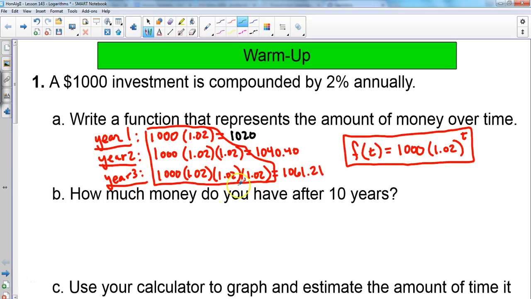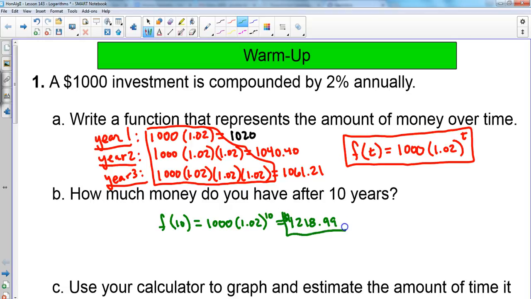The nice thing about this is we can move on to the second question, and we don't need to build this thing as long as we have our function. Now we want to look at how much money we have after 10 years. That's simply f of 10 equals 1,000 times 1.02 to the 10th power, and we plug that into our calculator, and we get about $1,218.99 after we round.